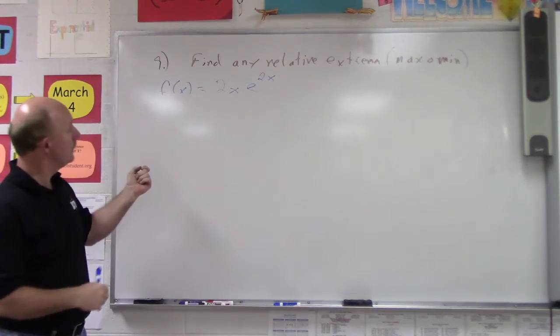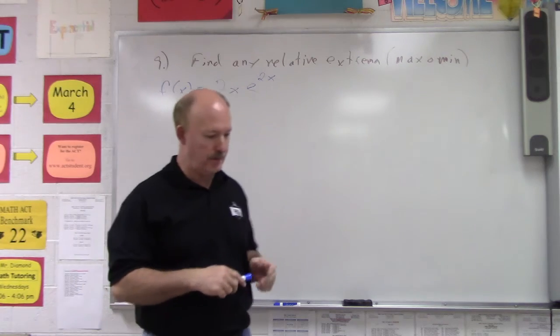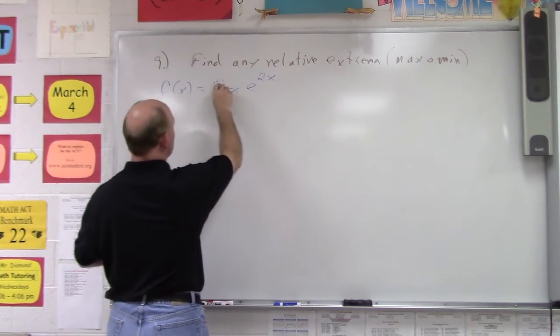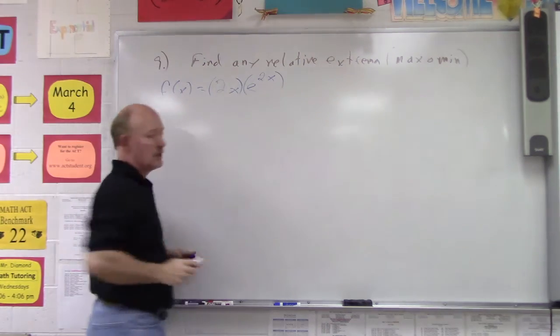To start off, let's get our derivative. As you look at our function, this is 2x times e to the 2x, so we have to use our product rule.